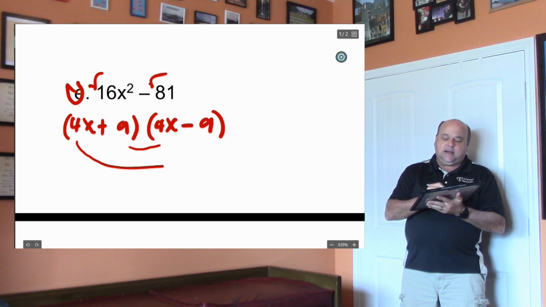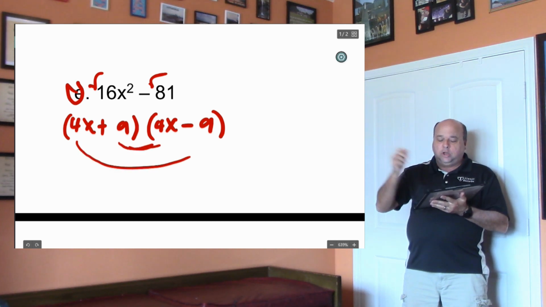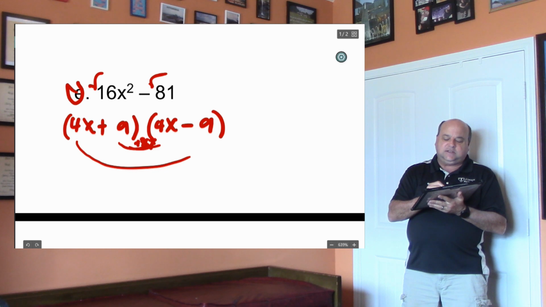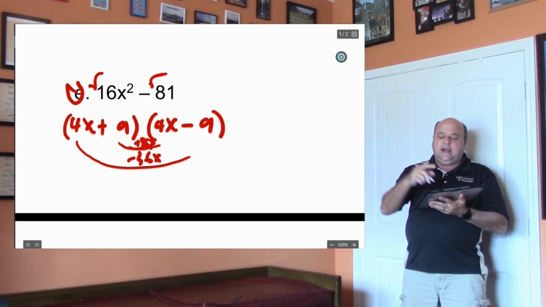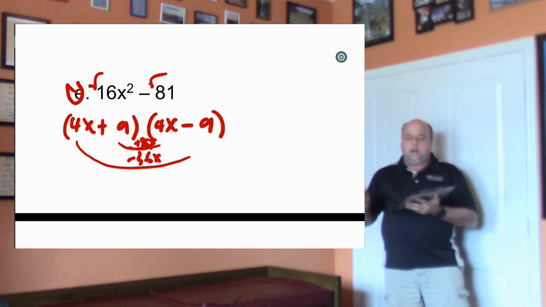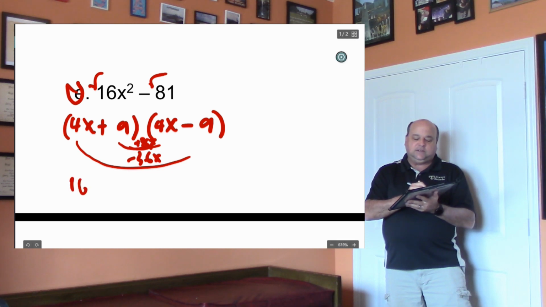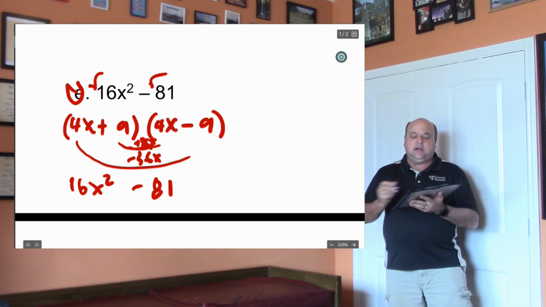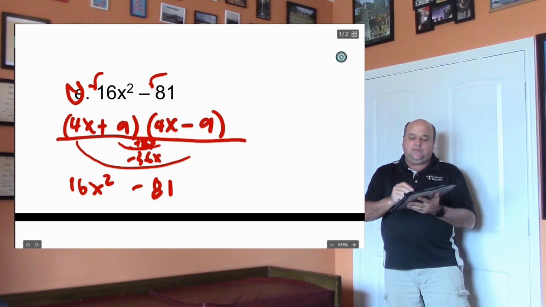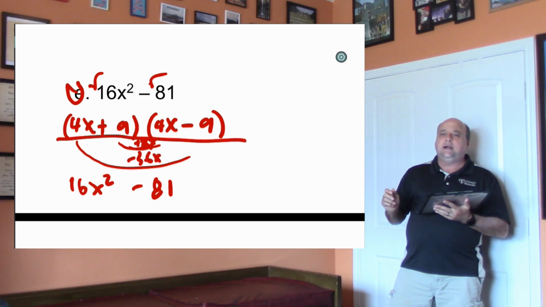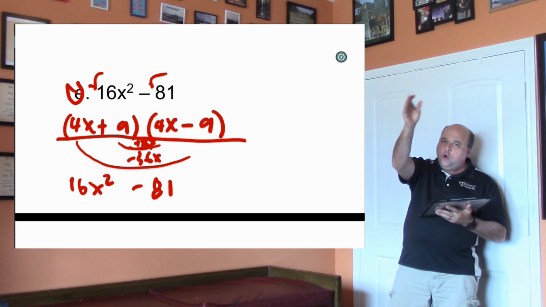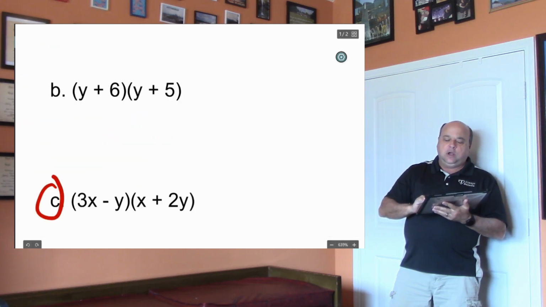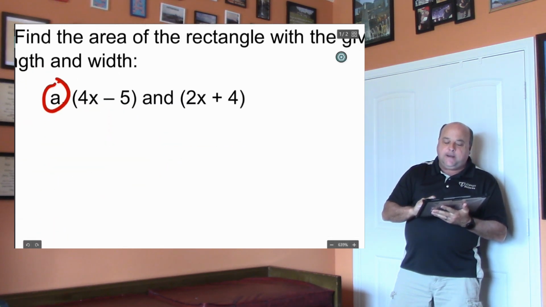If I were to go back and do my multiplying here, I would get plus 36x minus 36x. And that middle term would cancel out, right? 4x times 4x is 16x squared, and then 9 times negative 9 is the minus 81. So if I multiply this out, I get 16x squared minus 81. Oh, and then let's keep going. This is so much fun.